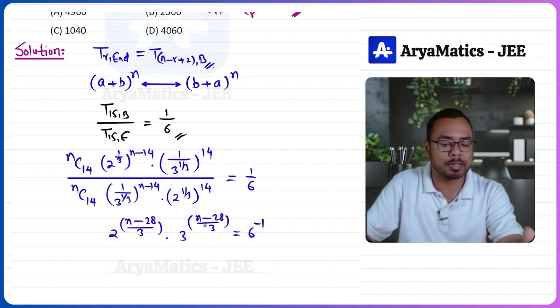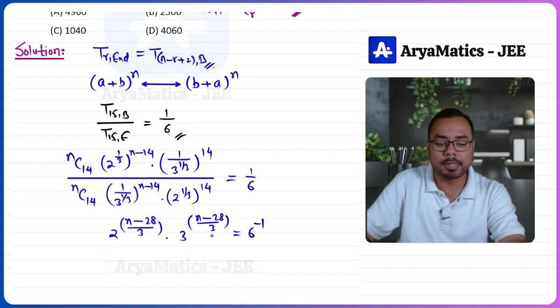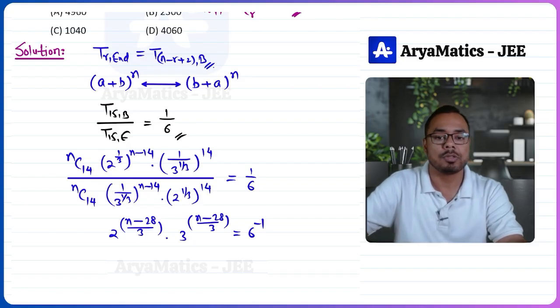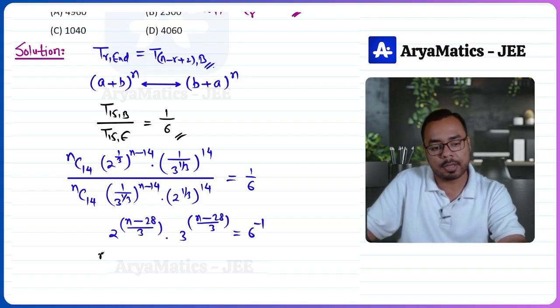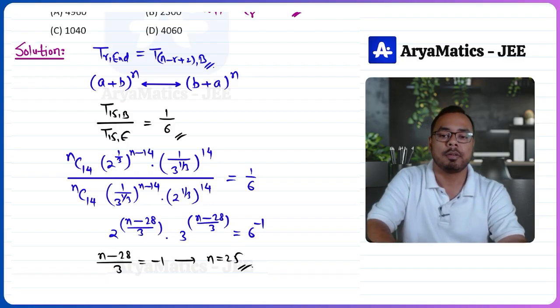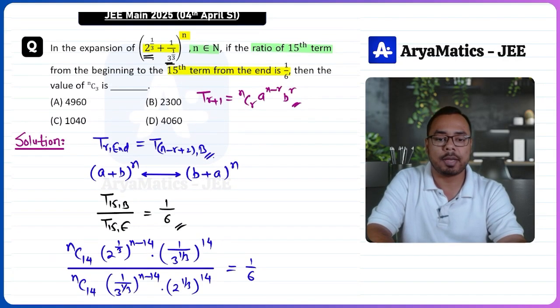Now for these two numbers, the exponent is the same, so you can combine the bases. That means the left-hand side is 6 raised to this number. Now just equate the exponents and we get (n - 28)/3 equals minus 1. From here clearly you can see that n will be 25. That will be the value of n.